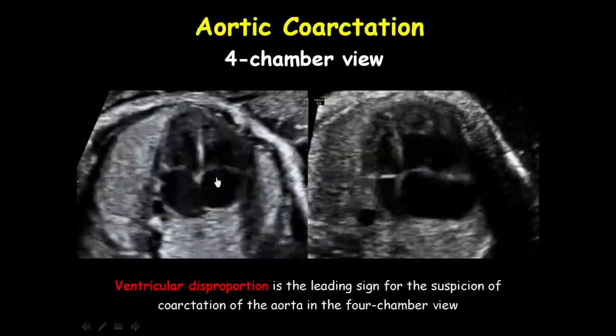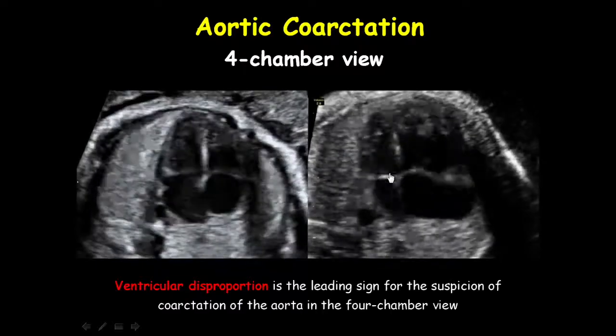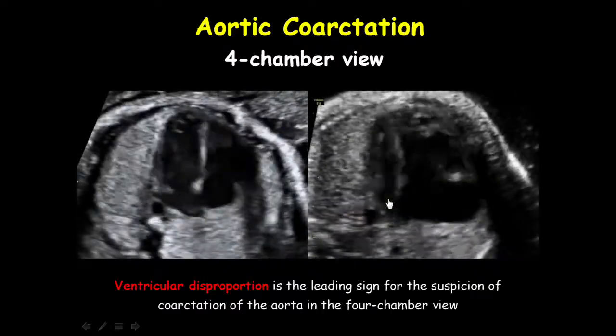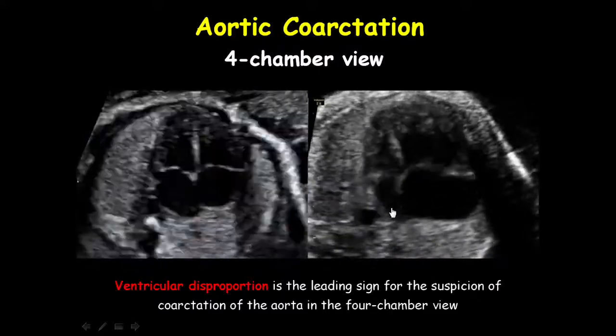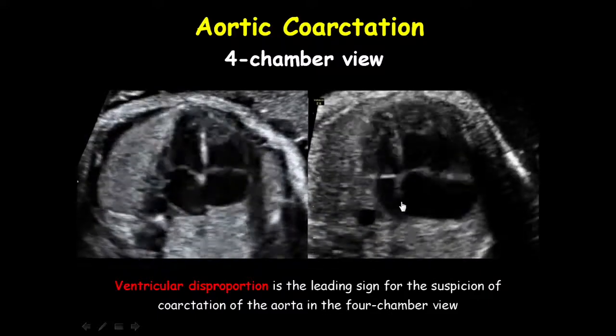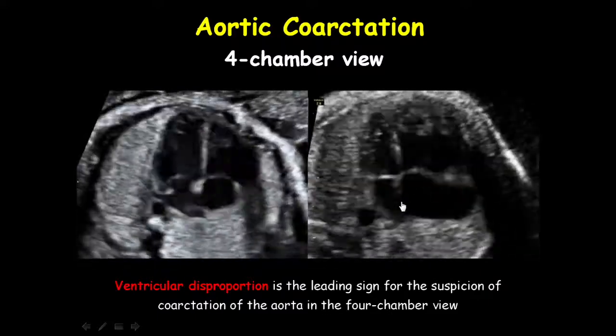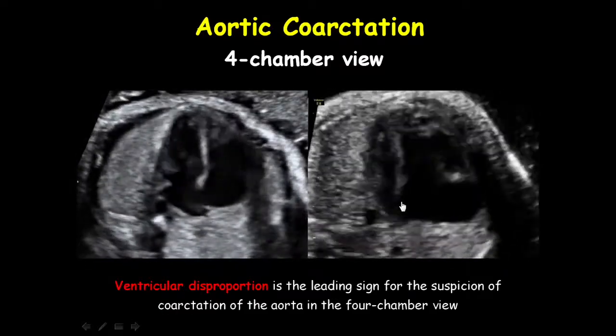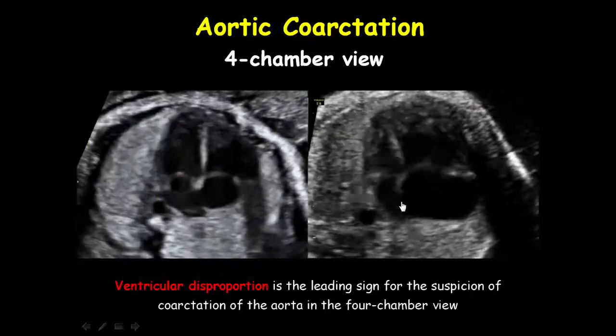The difference is that here we have a discrepancy between the left and the right side of the heart. We have the left side appearing smaller than the right side, and this is the very first sign of coarctation that can be seen at the level of the 4-chamber view.